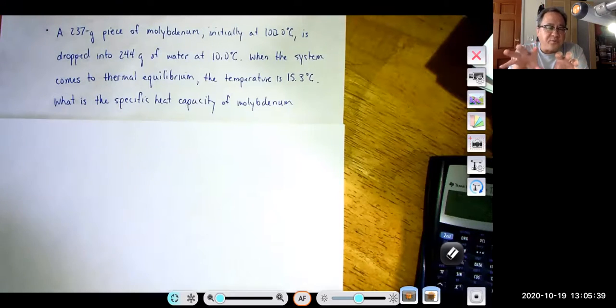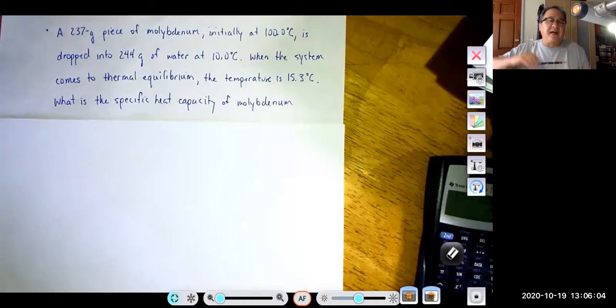Now, what keeps your boiling water from getting colder? And the answer is you're putting heat into it from your stove. So this is in a pot. The pot's getting hot because you're adding heat. The water's boiling, and as long as the water boils, it's at 100 degrees Celsius. So when you put the molybdenum in there, eventually it will get to be 100 degrees Celsius.